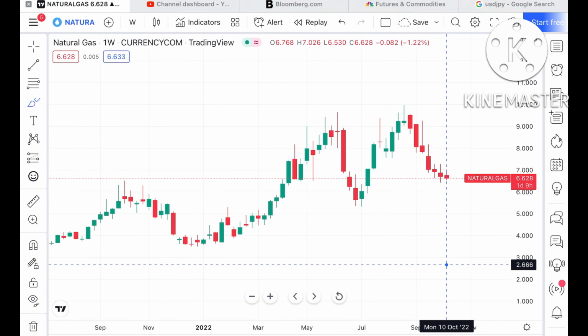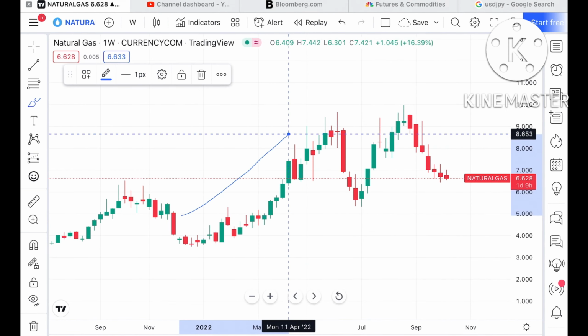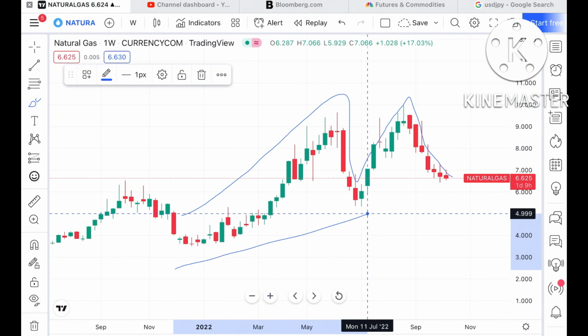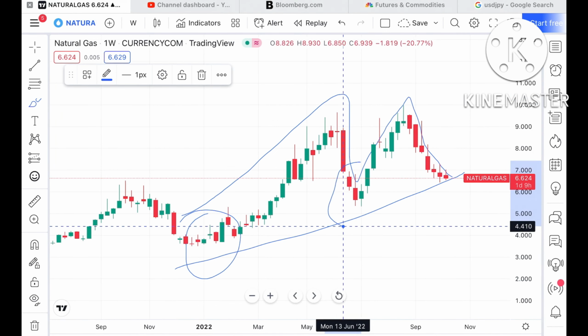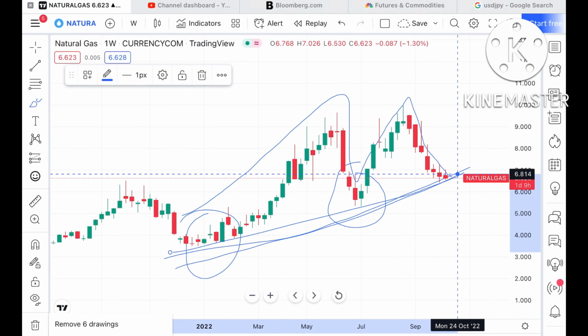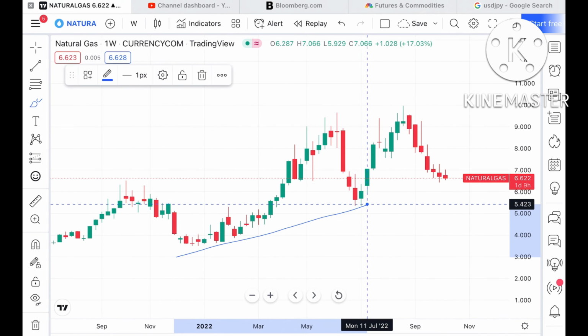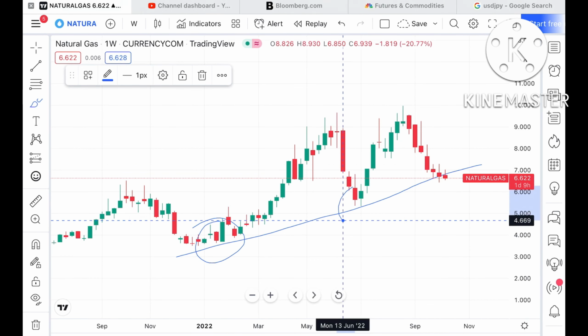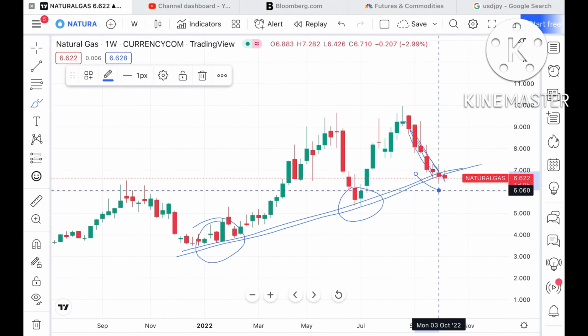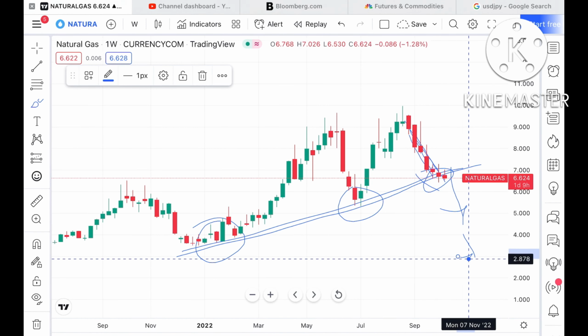Now look at this chart. An M pattern is trying to form at this level, which shows that these levels are already being tested here. So if this level breaks downside, look at this chart clearly. These are the supports which are already being tested here. The probability is high that if the price crosses this level, a sharp fall can come.